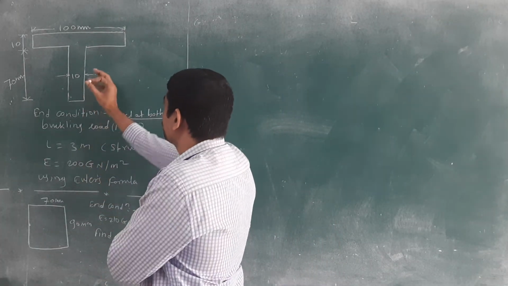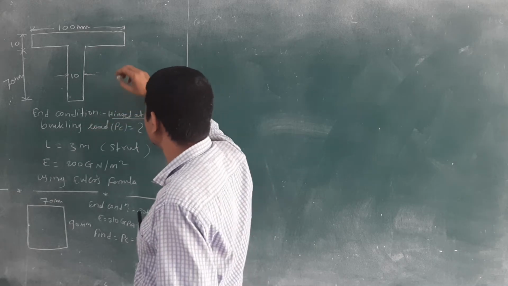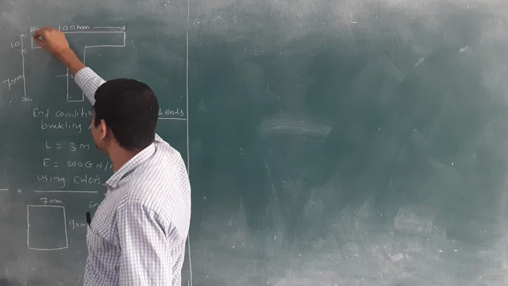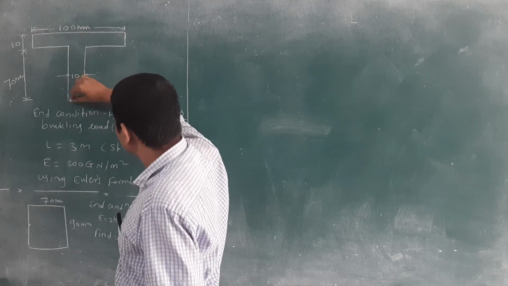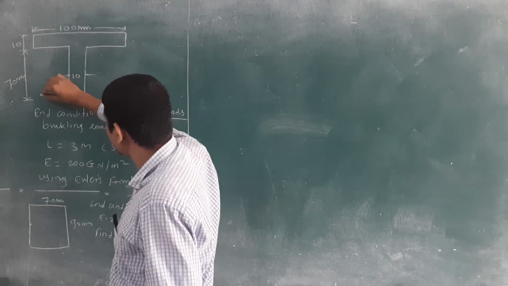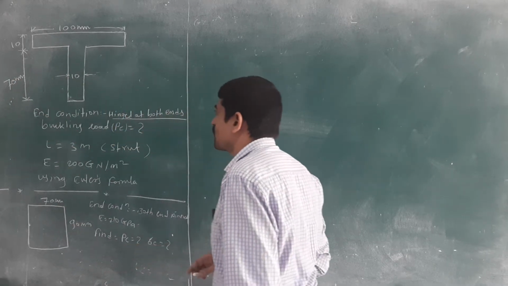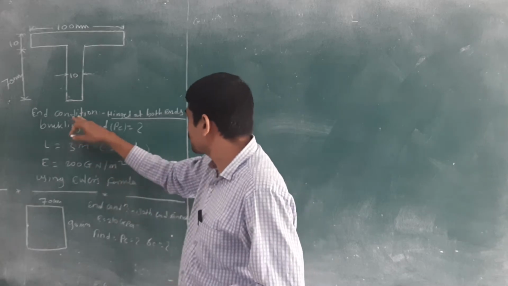See the first, here you have given the T section. In that T section, you have given the size of top plane is 100 by 10 mm, and the web is given the width of the web, or thickness we can say, 10 mm, and the depth is given 70 mm. Okay, and you have also given the end condition.